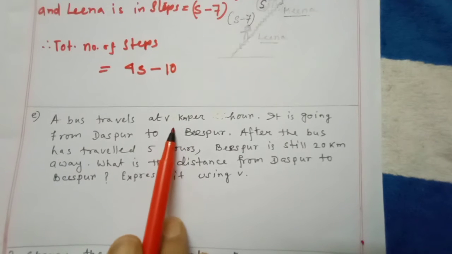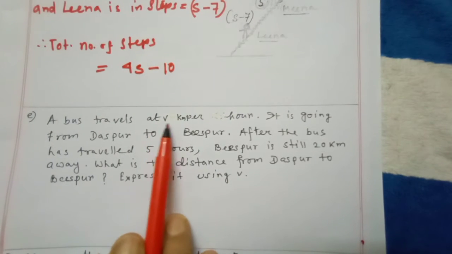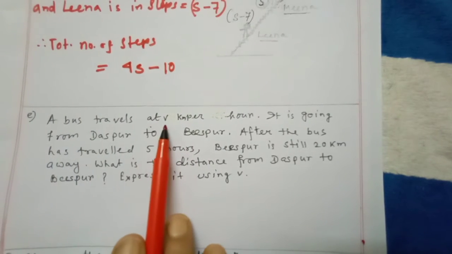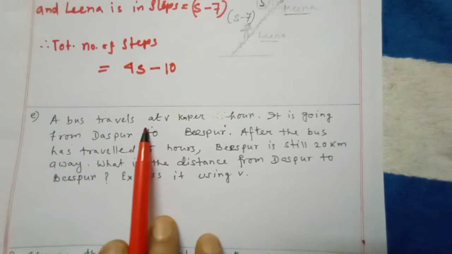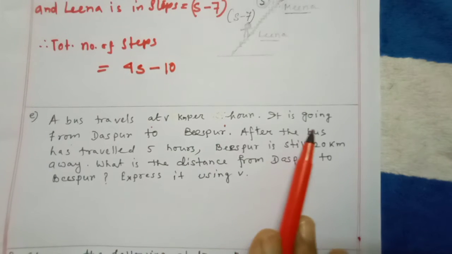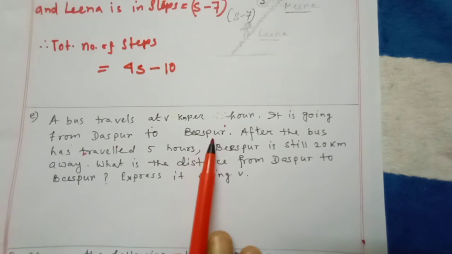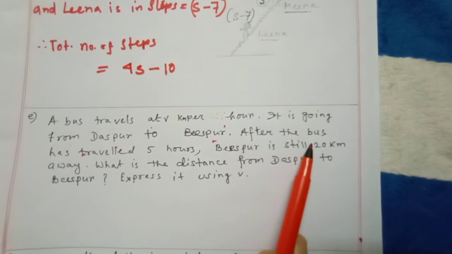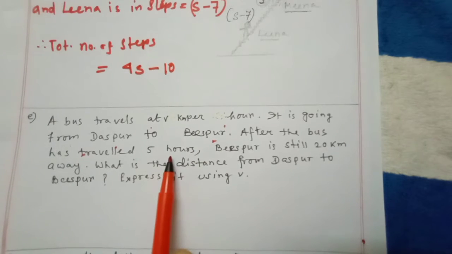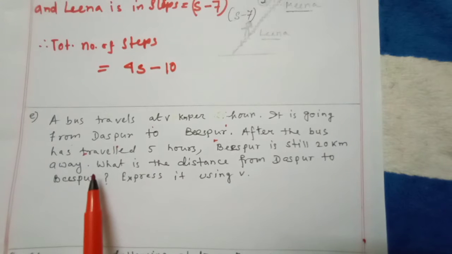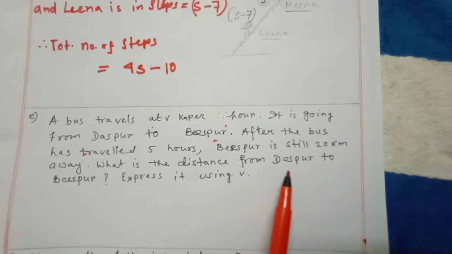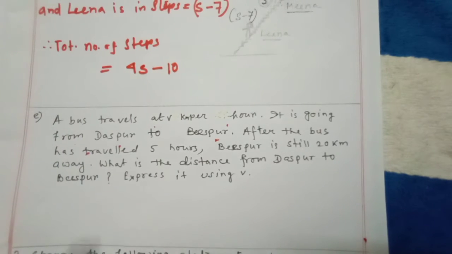a bus travels at V km per hour. See the question from your book also. A bus travels at V km per hour. It is going from Dashpur to Beshpur. After the bus has travelled 5 hours, Beshpur is still 20 km away. What is the distance between Dashpur and Beshpur?